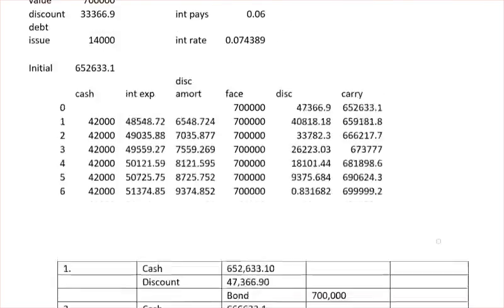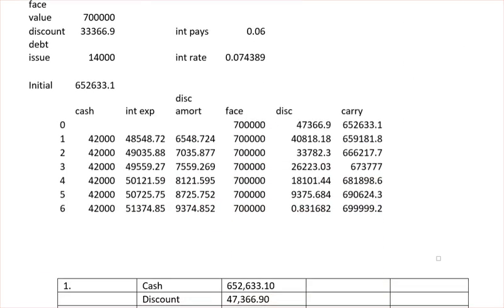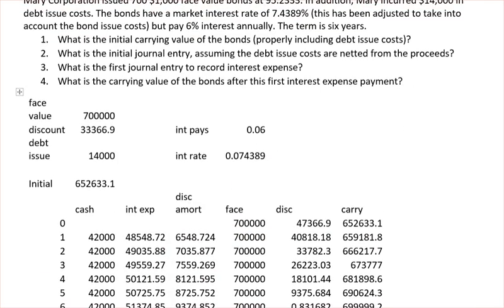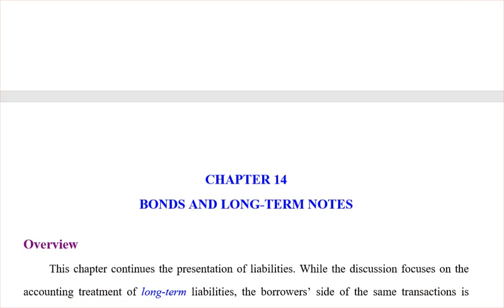Again, I would never ask you to work through a problem like this. I just want you to understand the appropriate handling for debt issue costs is to create a greater discount or to reduce a premium if you have a premium. You would never, again, have premiums and discounts on the same bond. Either have one or the other and adjust it accordingly.